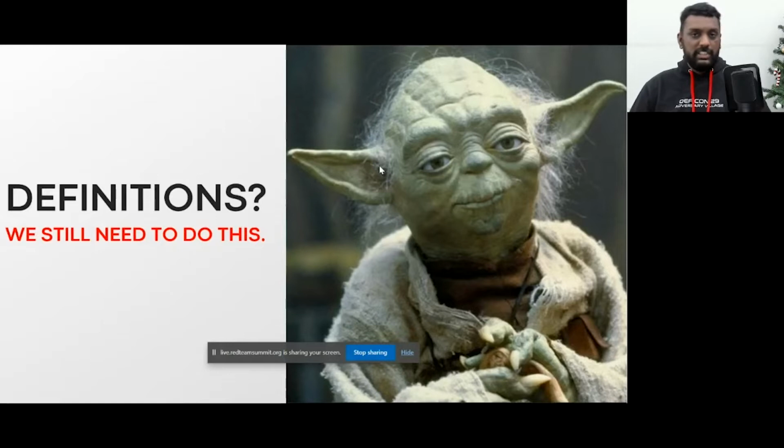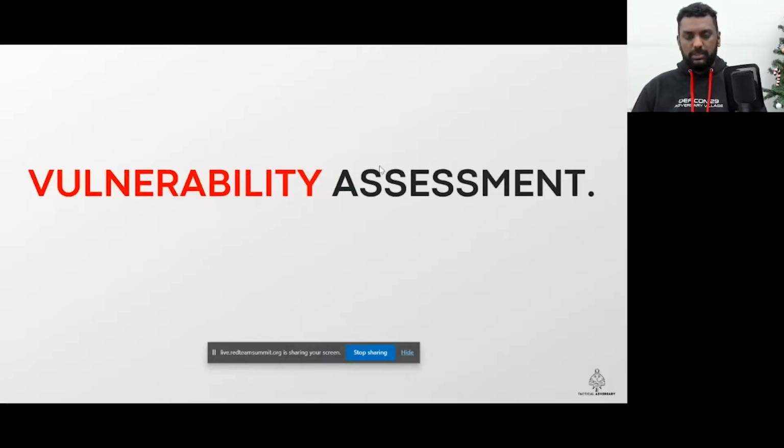So we still need to do definitions because we need to make sure we are using the correct definitions and correct methodologies, and that is very, very important whatever the technology may be. I think you are familiar with Yoda. So the very basic item, from the foundation, is vulnerability assessment. This is going to be the simplest definition: to identify, list down, and report the possible vulnerabilities or possible weaknesses that could be there in a target system.